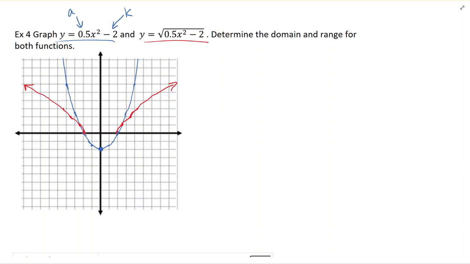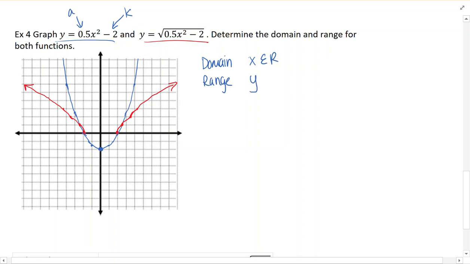All right, domain and range time. The domain, in this case, again, is x is all real numbers. Range: in this case, we do have a minimum, so it's going to start from there. So y must be bigger than or equal to -2.